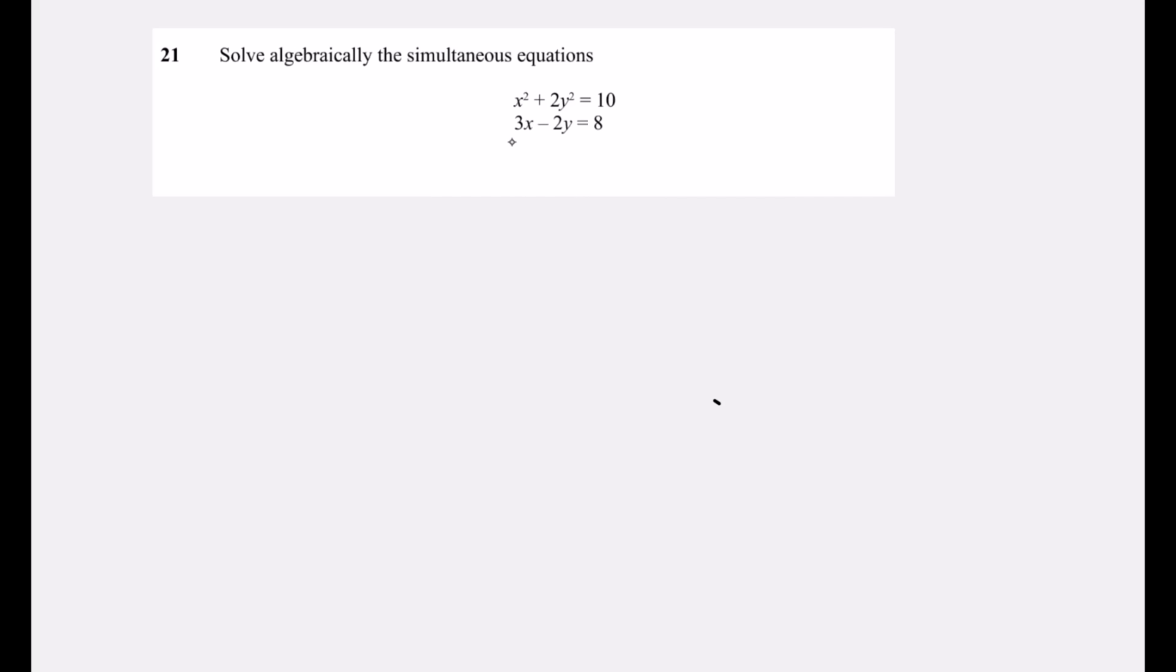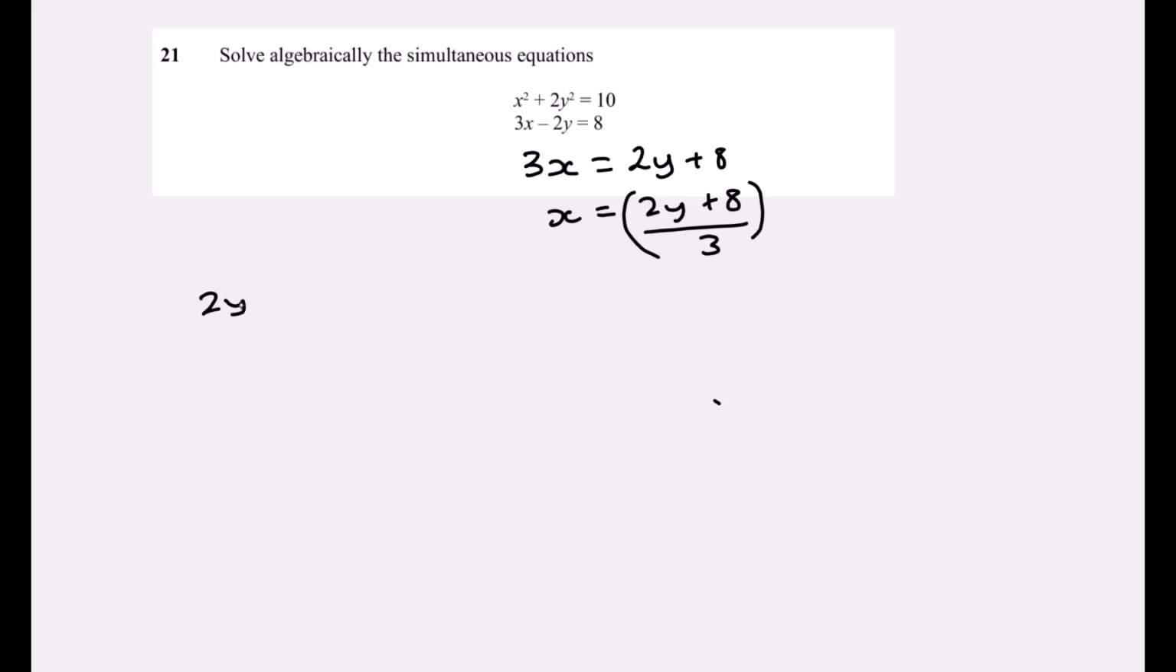substitution. So I'm going to rearrange my bottom equation, my linear one, to make it either x equals or y equals. Either one. It really doesn't matter. So let's make it x equals, so plus 2y to both sides. I then divide by 3. So we've got x equals here. Now I can substitute (2y plus 8) over 3 in for x in my top equation. So I can get rid of the x by substituting in (2y plus 8) over 3.